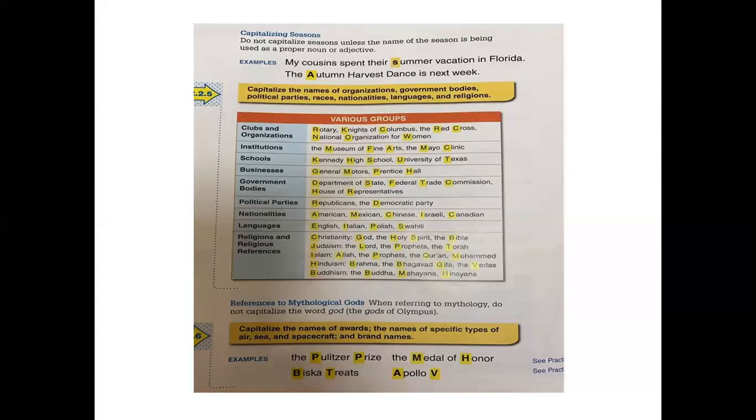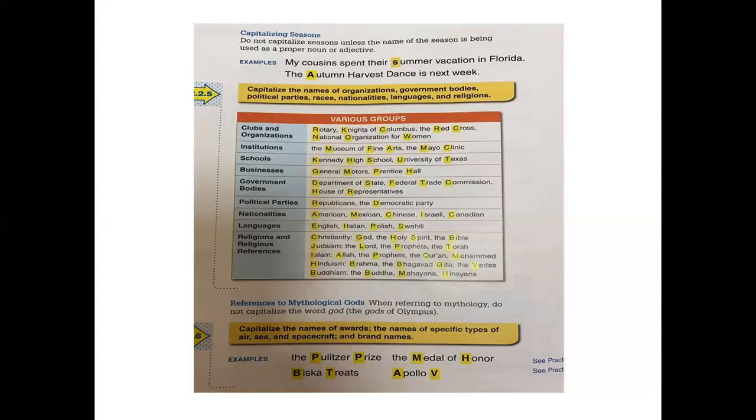Now, next is references to mythological gods. The mythological gods are the gods that are part of Greek literature or Hinduism. So, when referring to mythology, do not capitalize the word god, the gods of Olympus. Okay. For example, capitalize the names of awards, the names of specific types of air, sea, and spacecraft, and brand names.